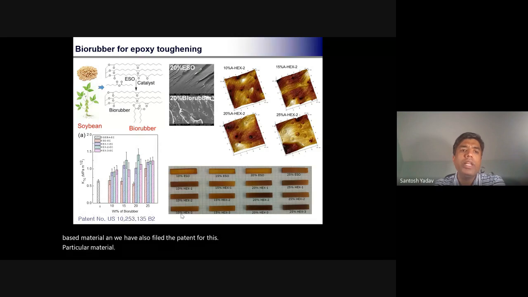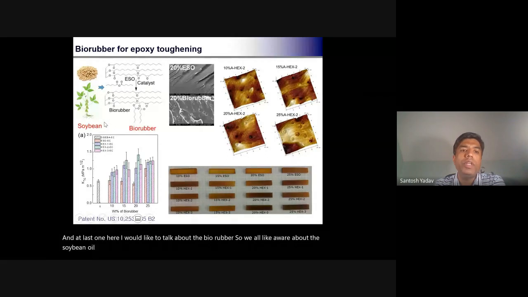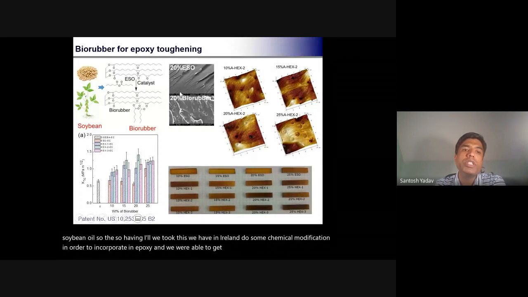And the last one here, I would like to talk about the biorubber. We are all aware of soybean oil. We took the soybean oil and did some chemical modification in order to incorporate it in epoxy, and we were able to use this soybean oil as a biorubber.